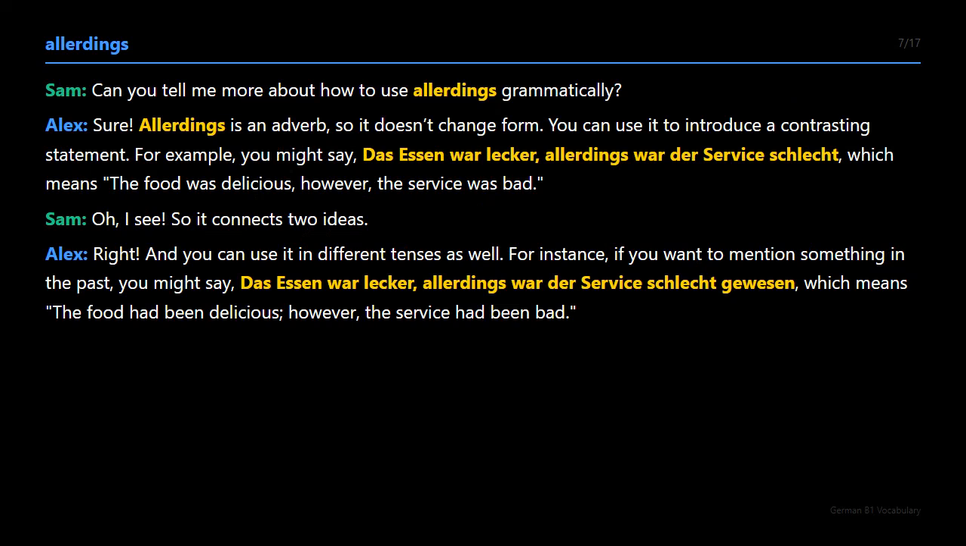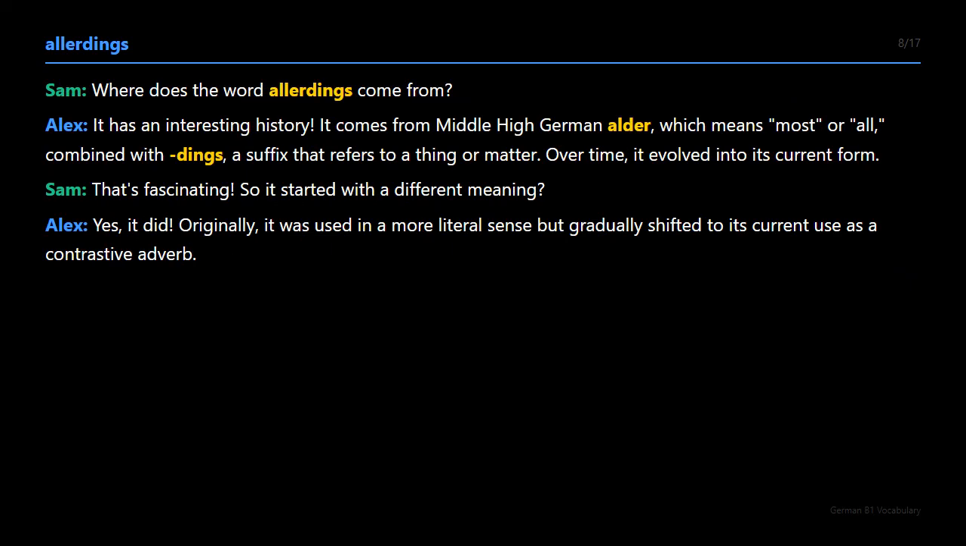Where does the word allerdings come from? It has an interesting history. It comes from Middle High German, aller, which means most or all, combined with dings, a suffix that refers to a thing or matter. Over time, it evolved into its current form. That's fascinating. So it started with a different meaning. Yes, it did. Originally, it was used in a more literal sense but gradually shifted to its current use as a contrastive adverb.